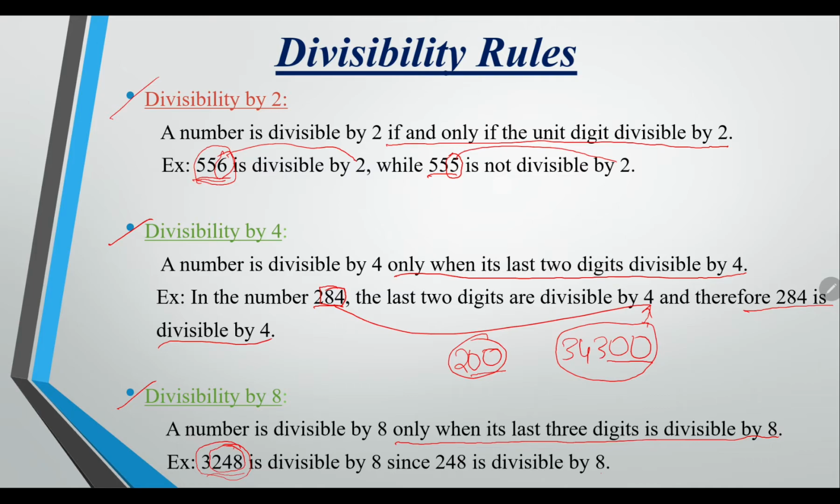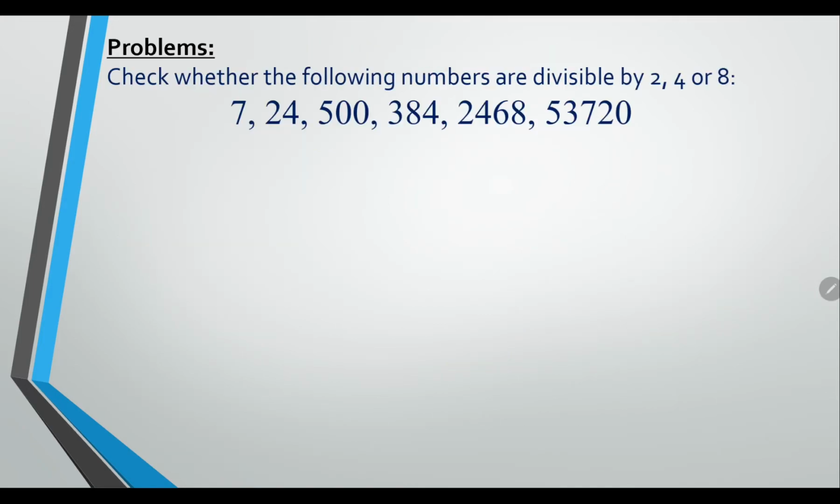And we can say that for 8, a number with its last three digits as zeros is always divisible by 8. For example, 2000. Here it has last three digits as zeros, so 2000 is divisible by 8. And next, let's see some problems related to the previous topic.